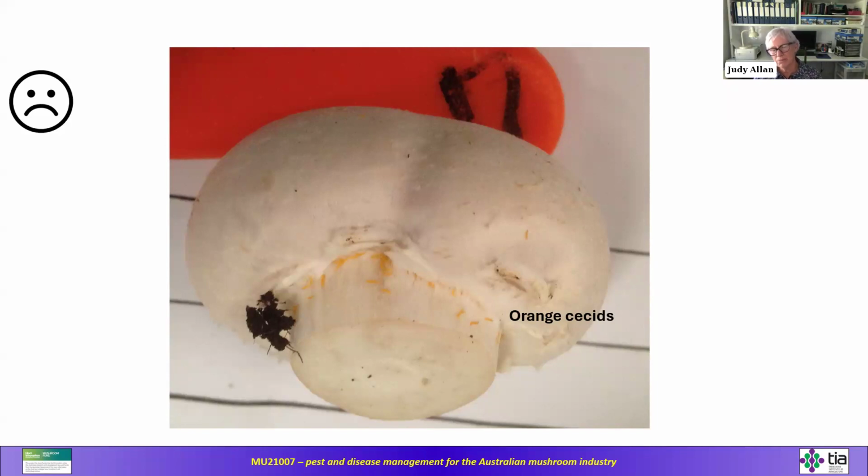So in bad lighting, people mightn't notice it, but we have to look very closely for some of these things, because that's a characteristic: pests and diseases are a lot smaller than the mushroom, and they have a lot quicker life cycle. Next slide.